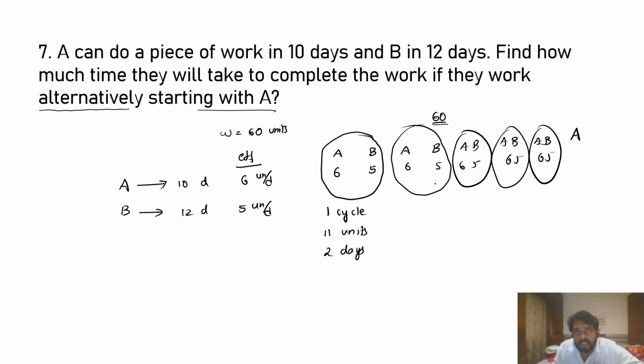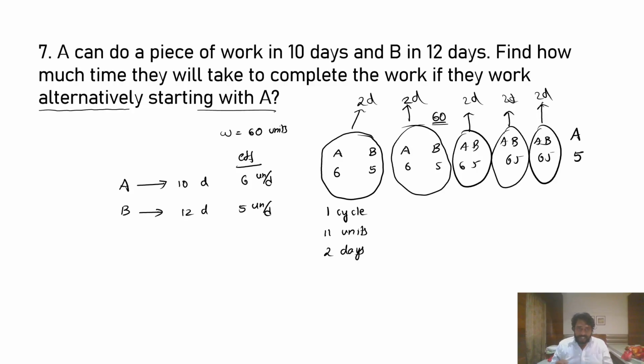And how much work is left out of 60? 55 completed, 5 units remaining. So A will come and do 5 units only. Each cycle is 2 days, so 5 cycles, 5 twos are 10 days. 10 days of time completed. Now A came and A is doing 5 units of work.